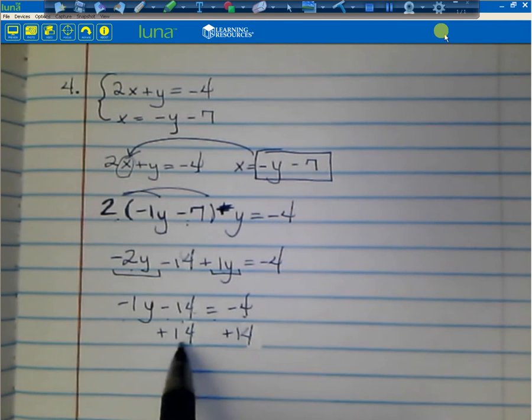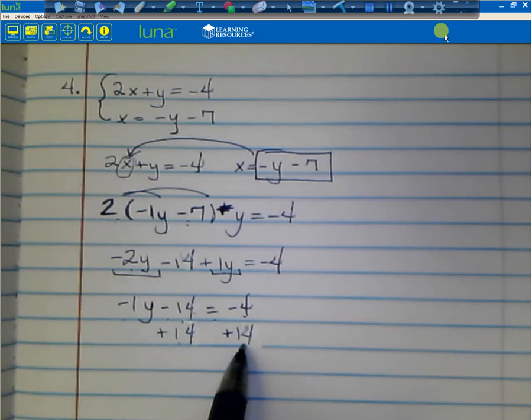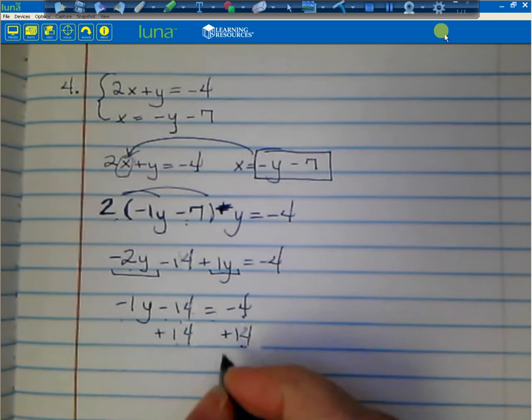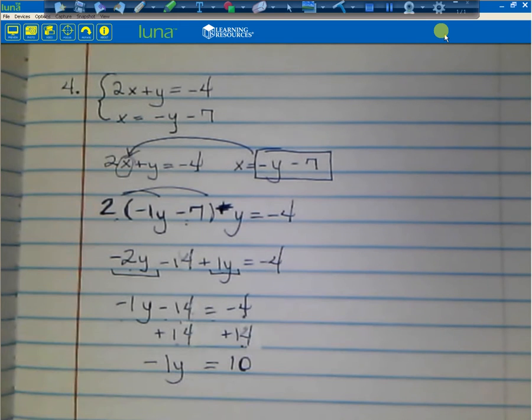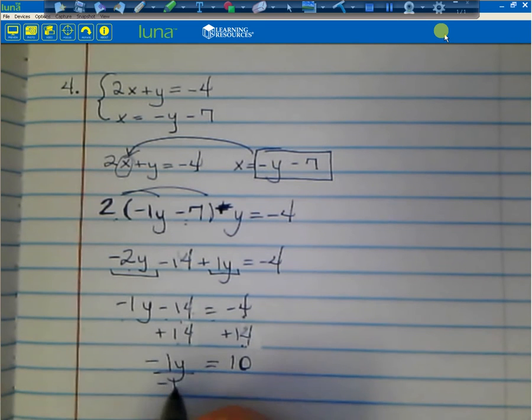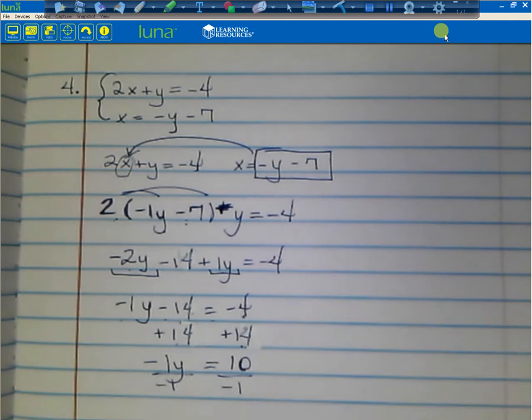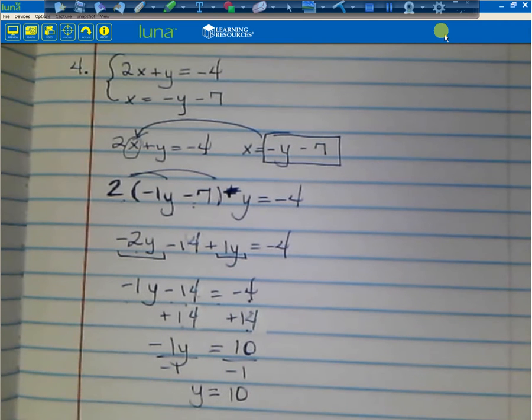And then I'm going to add 14 on both sides. So negative 4 plus 14 gives me 10. And then I have my negative 1y over here. So now I have to divide both sides by negative 1 to solve for y. And I'm going to get y equals 10.